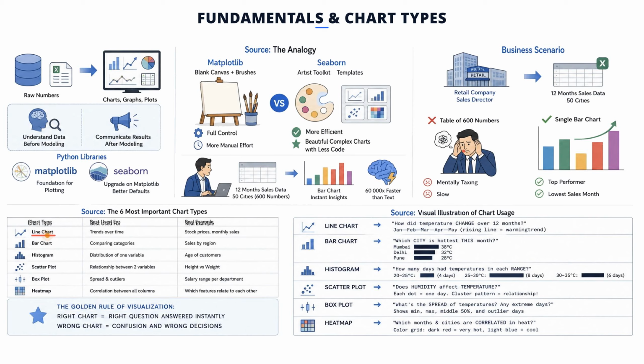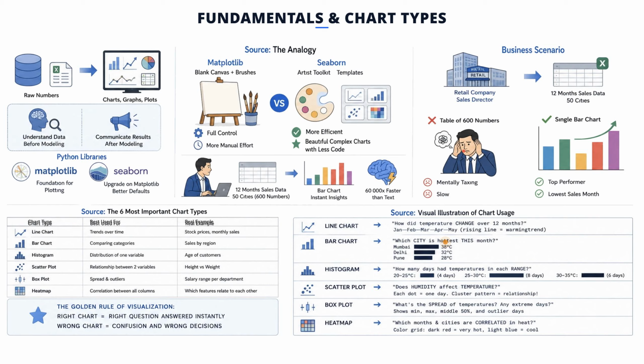A line chart is best used for tracking trends over time. For instance, it perfectly answers the question, how did the temperature change over the last 12 months, by showing a clear rising or falling trajectory. A bar chart is ideal for comparing discrete categories, effortlessly answering which city is the absolute hottest this month.